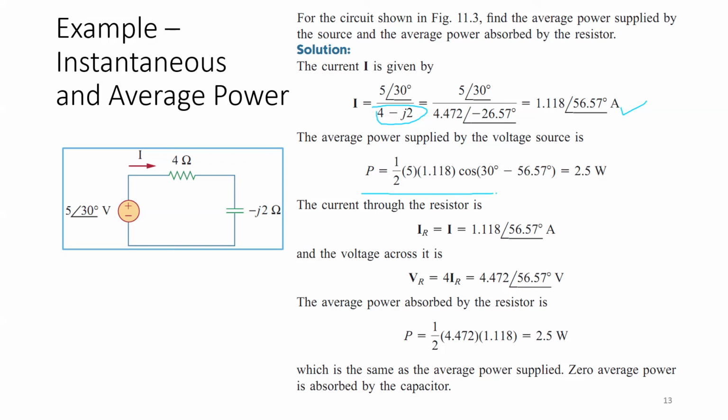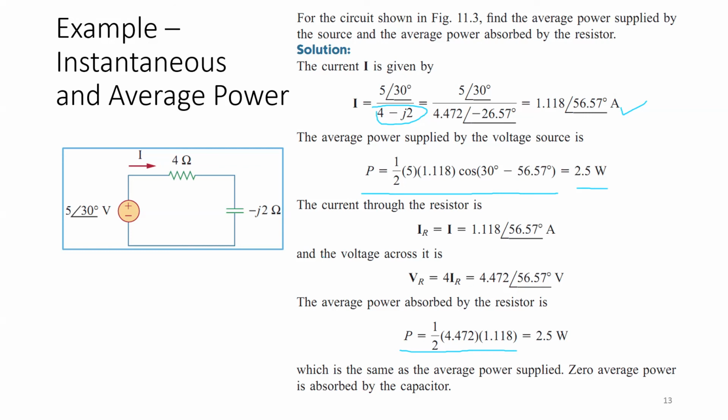Putting the values in for average power, we get 2.5 watts, and we also need the average power absorbed by the resistor. So this is the resistor, and we can find it. The current flowing through the resistor is the same as this one because it is a series current. In order to find the power in the resistor, we could use I square R or a similar formula like this one. The voltage drop across this resistor is 4 times I.